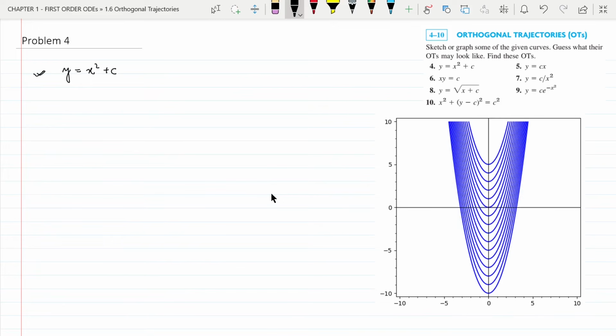Now we know the orthogonal trajectories will intersect the original family of curves at 90 degrees. So first let us draw what the orthogonal trajectories might look like. Let us take a random point, this point. At this point, the orthogonal trajectory will intersect the curve at 90 degrees, so like this. Also, with the second curve, it will intersect at 90 degrees, and with the third also. Like that, it will intersect all the curves of the family at 90 degrees.